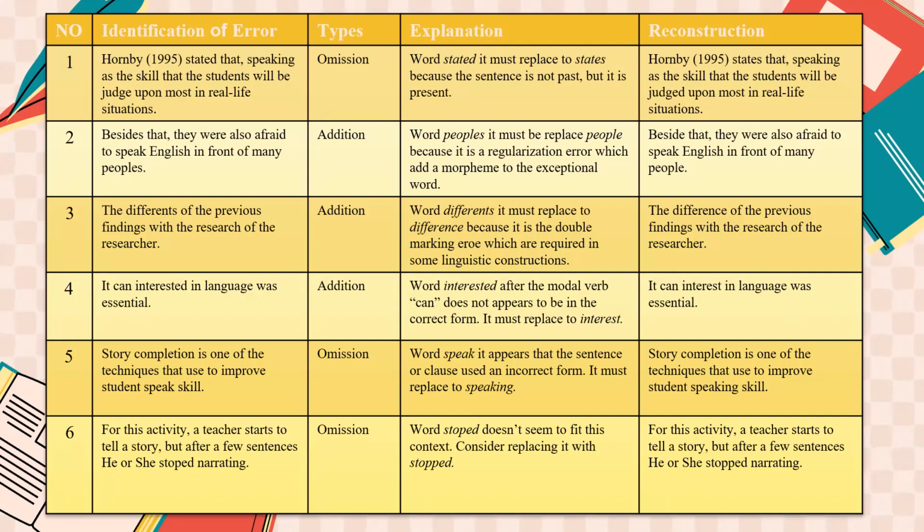Okay, this is the analysis of error that we have analyzed. And the first is we found a sentence like the second number one: Hornby states that speaking is the skill that the students will be judged uppermost in real life. This type of error is omission. Why? Because the word state must be replaced with states, because the sentence is not past but is present.